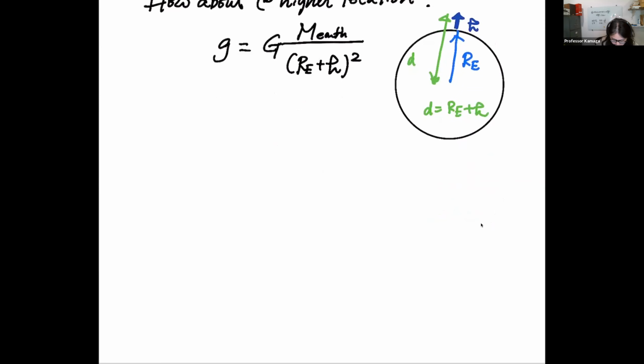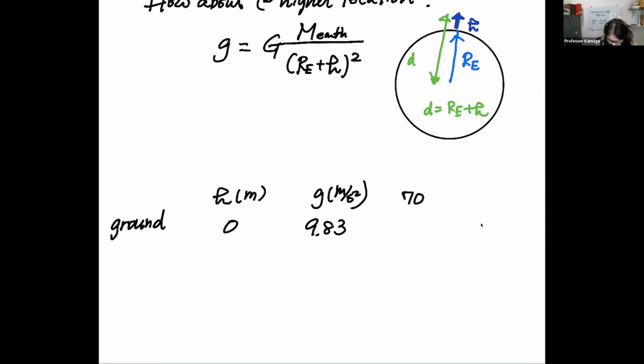So here's the chart. On the ground, the height above the ground is 0 meters, and the little g is 9.83 meters per second squared. When you have a mass of 70 kilograms, that's about 154 pounds, and your mg is 688 Newtons.